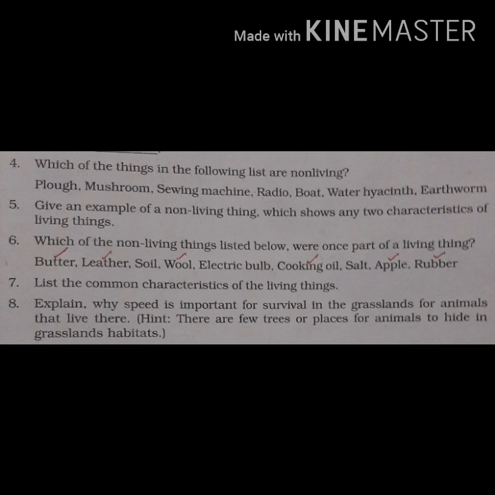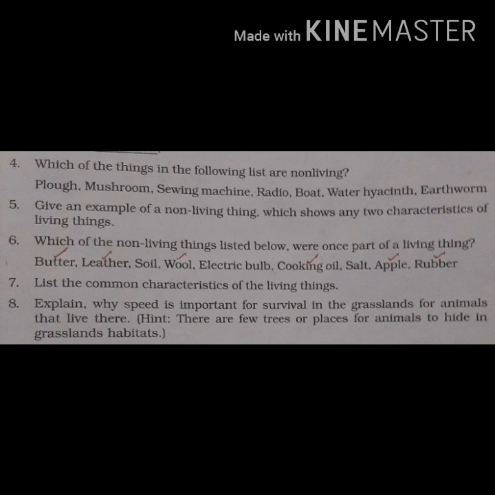Question number 6. Which of the non-living things listed below were once part of a living thing? First one, butter. Butter was a part of a living thing. Leather is a part of a living thing. Soil? No. Wool? Yes. Electric bulb? No. Cooking oil? Yes. Salt? No. Apple? Yes. Rubber? Yes. So the things which are not a part of a living thing are soil, electric bulb and salt. All the others are part of a living thing.